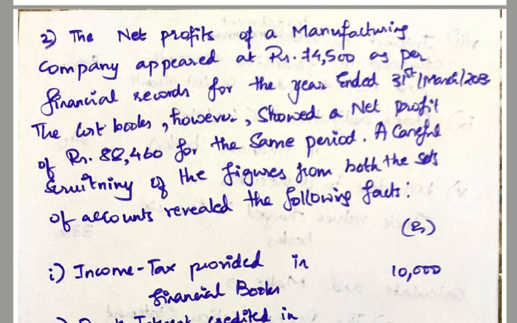Moving on to your next question. The net profits of a manufacturing company appeared at rupees 74,500 as per financial records for the year ended 31st March 2013. The cost books, however, showed a net profit of 88,460 for the same period. A careful scrutiny of the figures from both the sets of accounts reveal the following facts.